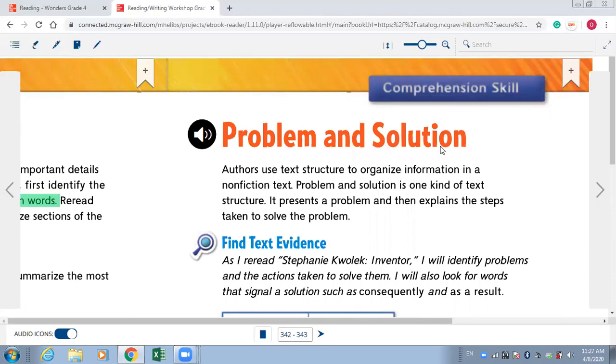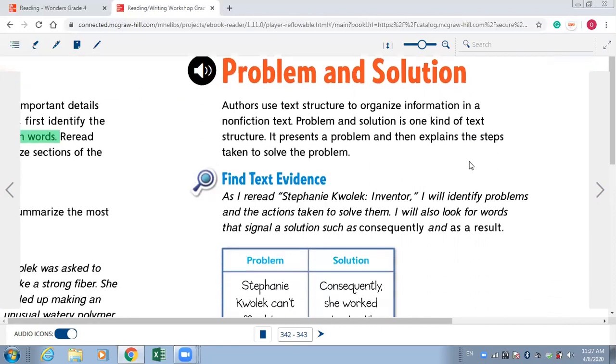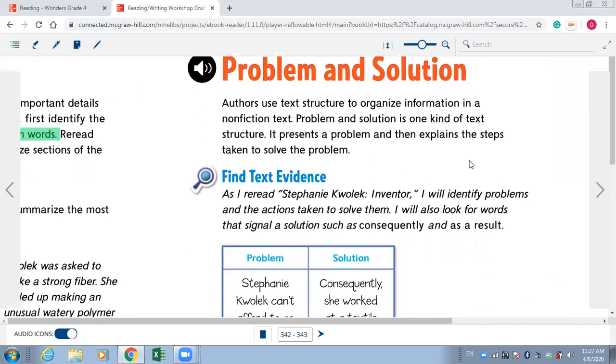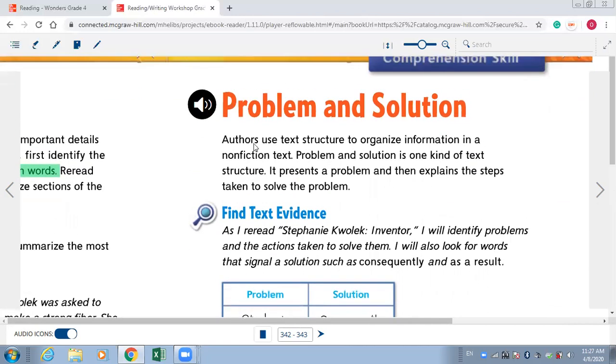Every author chooses a certain structure to build his story on. And in this story, Stephanie Kwolek, the author has chosen a problem and solution structure. There are many types of structures like cause and effect, like sequence. In this story, problem and solution structure was used.